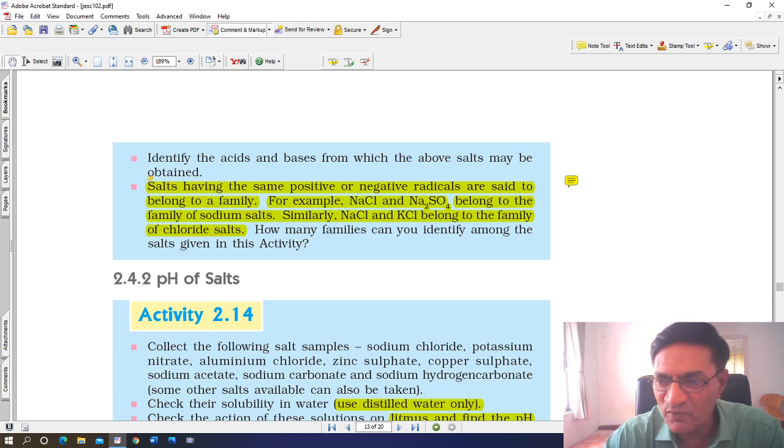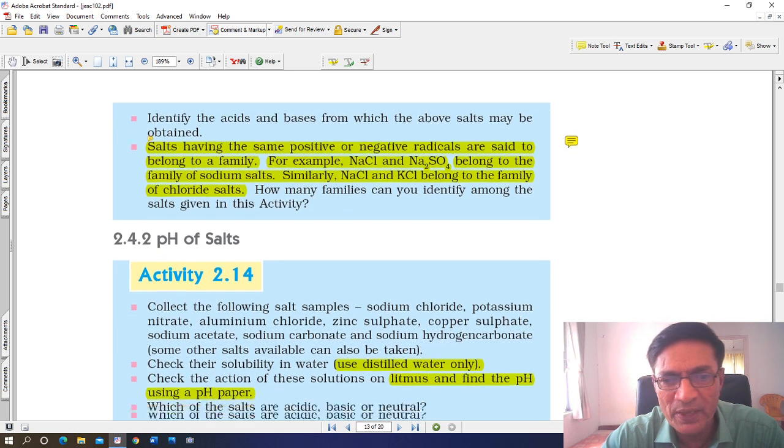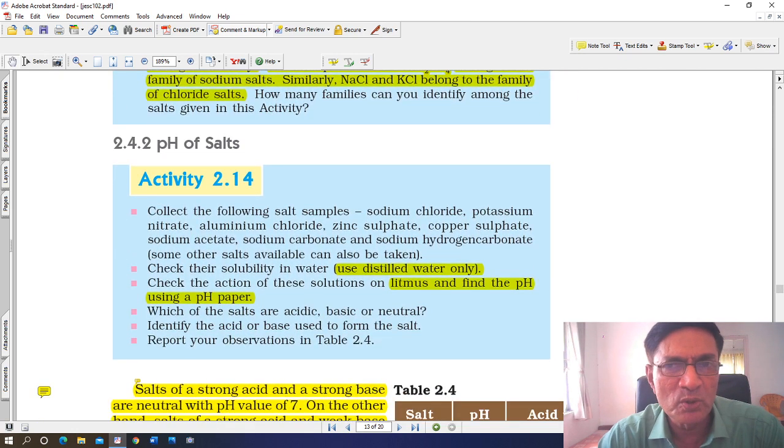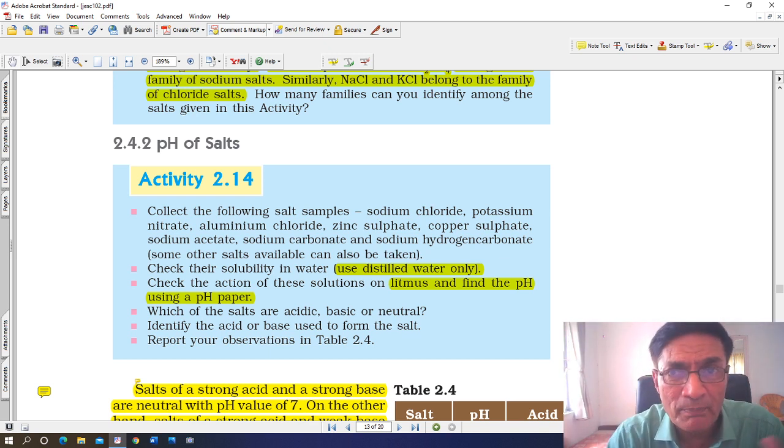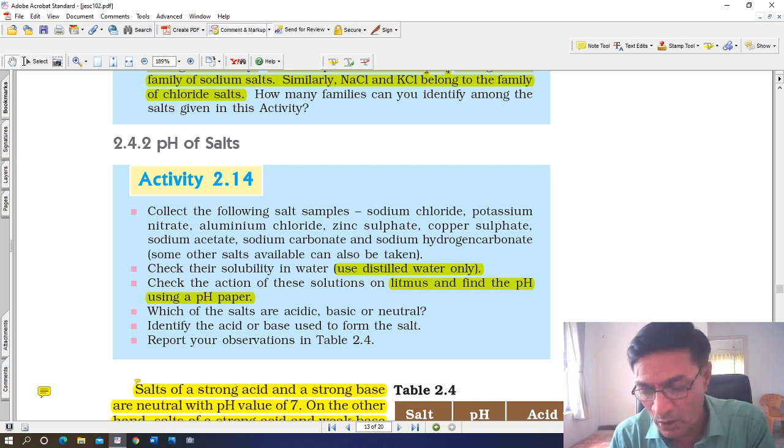All right, pH of salts. Just like acids and bases have their own pH, we have pH of salts also. Some salt solutions are acidic, some are basic, but that depends upon the combination by which a salt is formed. For example, if a strong acid, like H2SO4, combines with a strong base like sodium hydroxide, NaOH, then the salt formed will be neutral, because the acid is strong and the base is also strong. When the acid and base both are strong, you get a neutral salt.